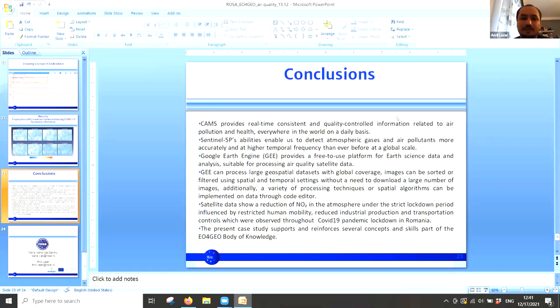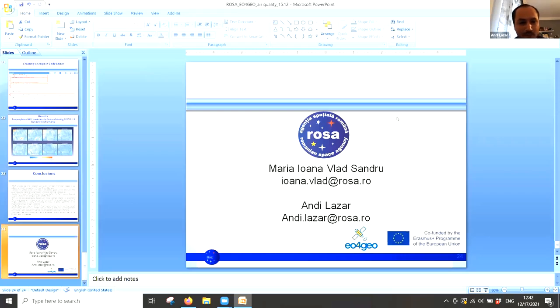Cloud-based services such as Google Earth Engine offer us the ability to perform very rapid and very precise computations on big satellite data sets such as the ones provided by Sentinel-5P. And also, satellite data showed us a reduction of NO2 across the globe during the COVID-19 pandemic lockdown. So thank you for your attention. If there are questions, let us know.